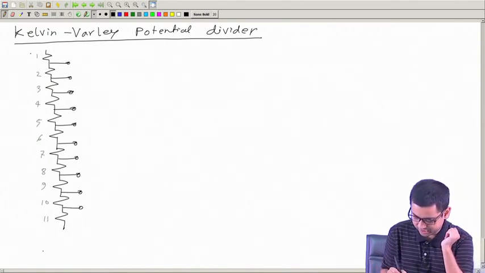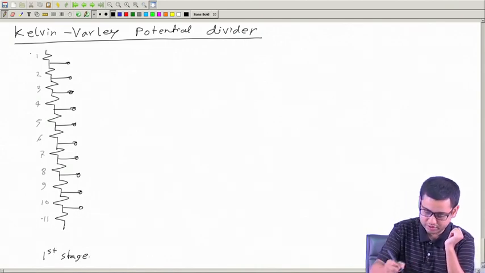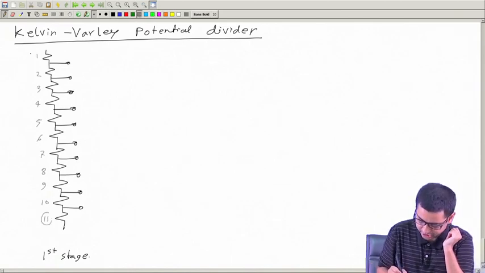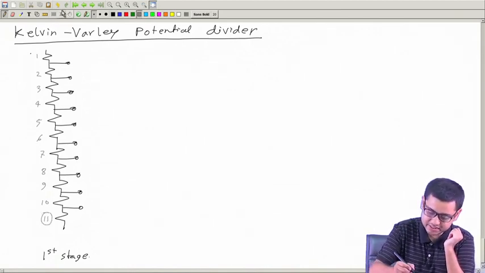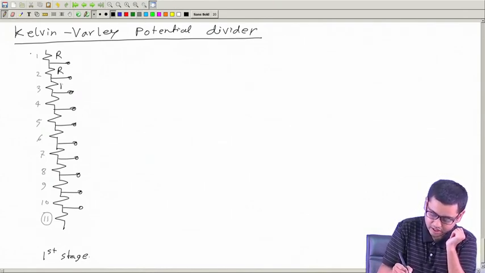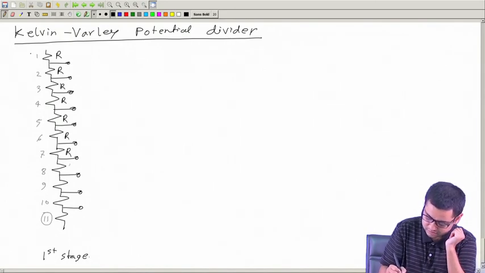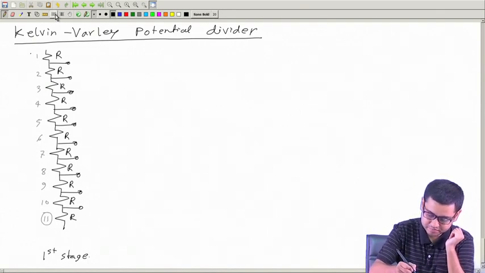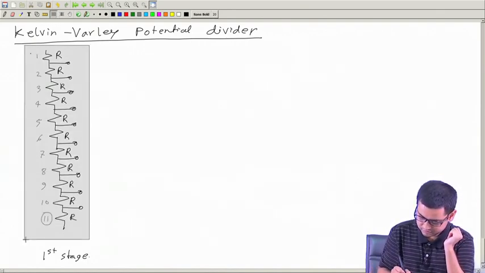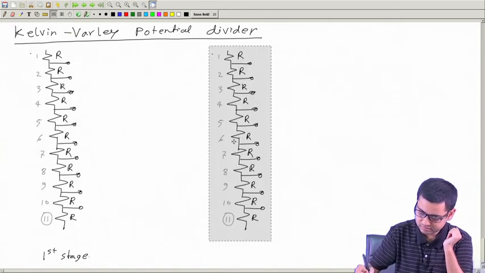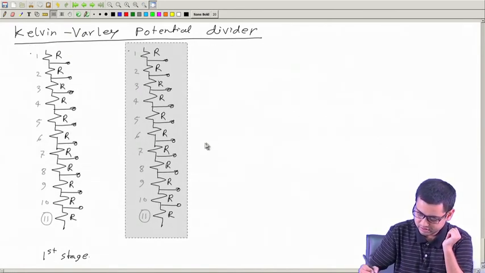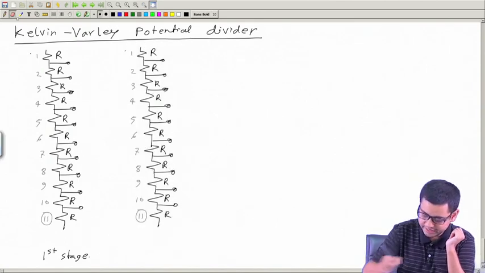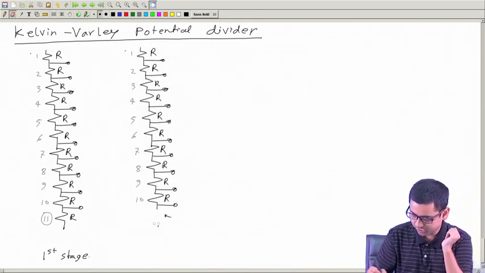In the first stage, so this is first stage, there is an extra one. So, note this extra resistance, and all these resistances are equal, of course. So, their value you can take as R, R, R, R, R and R, all equal. Now, in the second stage, I will take only 10 resistances. This extra one is not required.